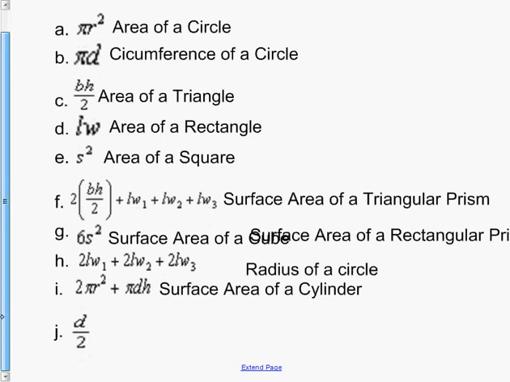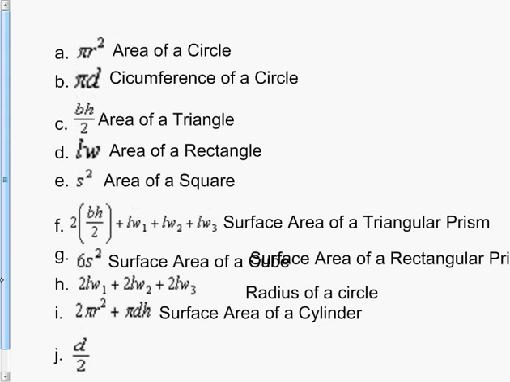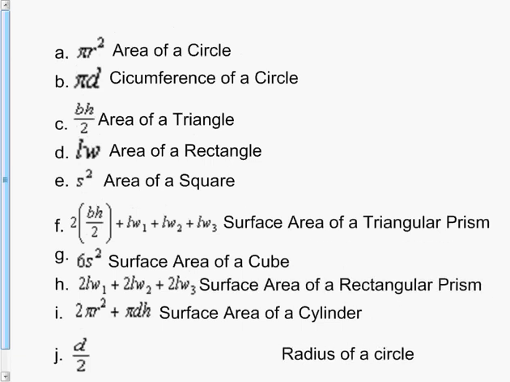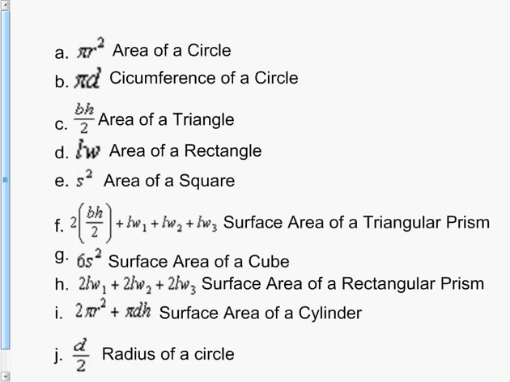If I scroll down just a little bit here, oh, hold on, what's going on here? I think I'm missing some of them. No, it's right here. The surface area of a rectangular prism is that. And finally, the radius of a circle is half of the diameter. So if you want to press pause and copy them down, you can. Those are the formulas you need to know.